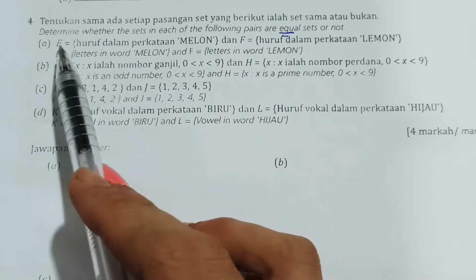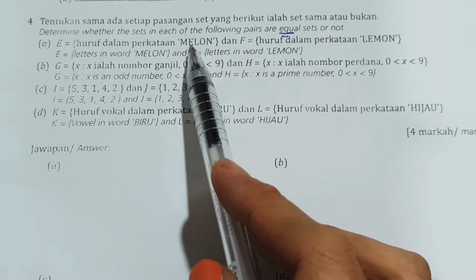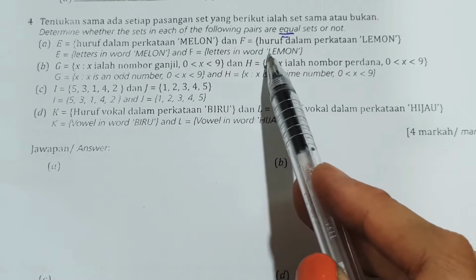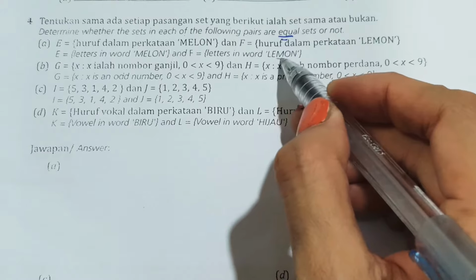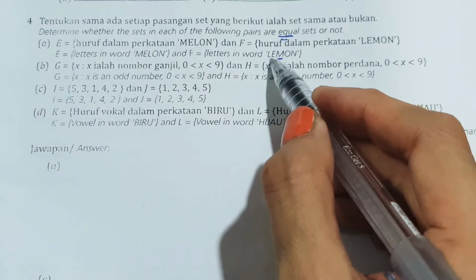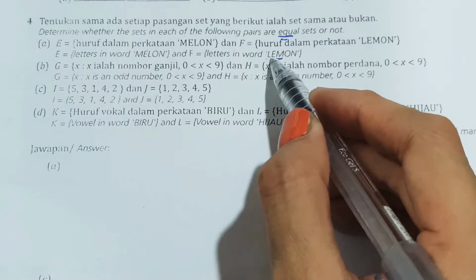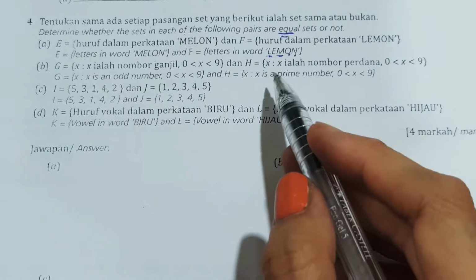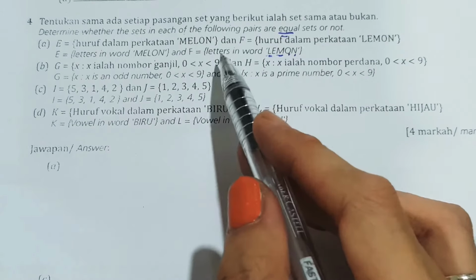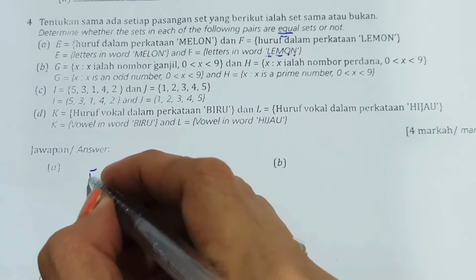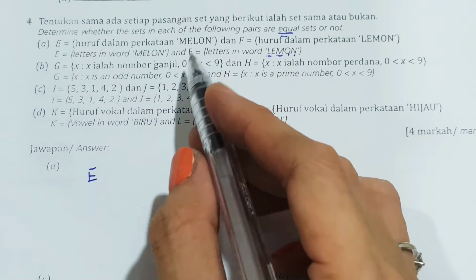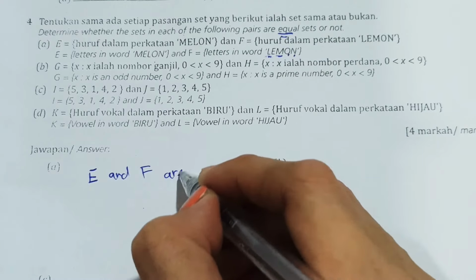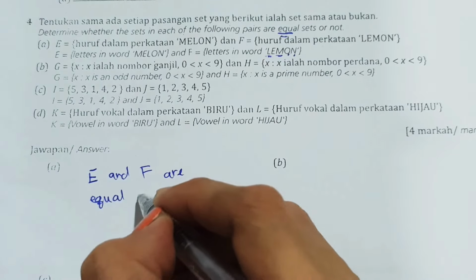So we have to determine. Now look at E. For E, the elements are M-E-L-O-N. For F, the letters are L-E-M-O-N. So M appears here, E here, L here, O here, and N here. So all the elements that appear in E appear in F. Therefore, E and F are equal sets.